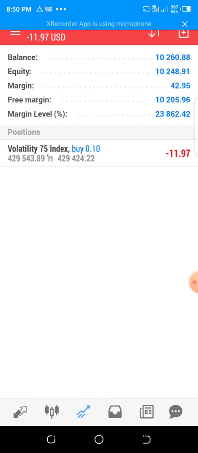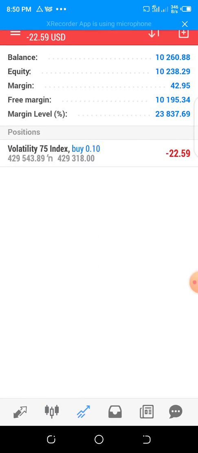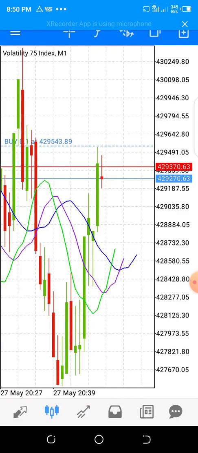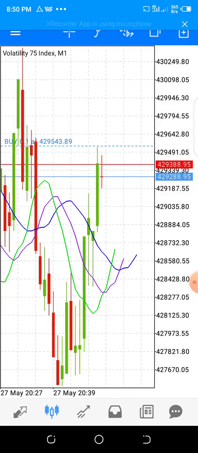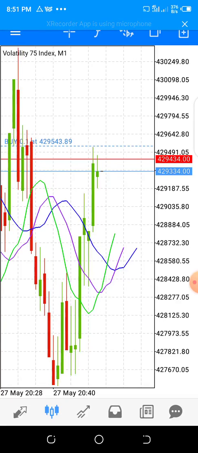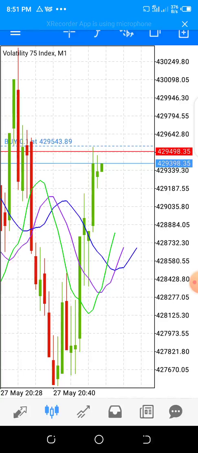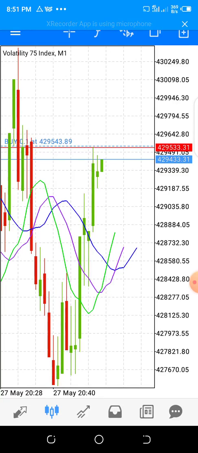So if you're using a smaller account, you can see what will happen over here. It would have drained the account already. Like your account has been finished. So it's not advisable to trade high volatility with a small account. When you trade high volatility with a small account, this is what can happen. Your account can go.